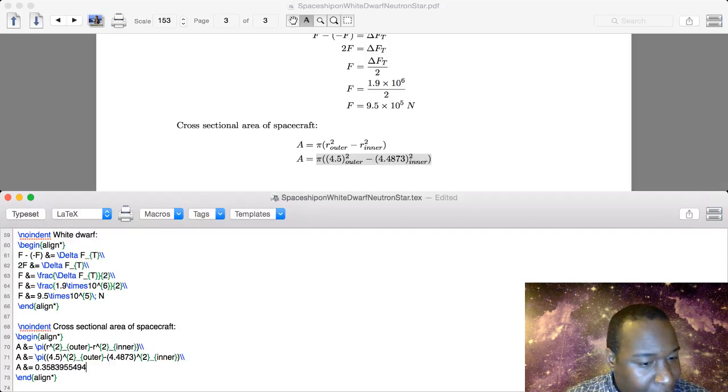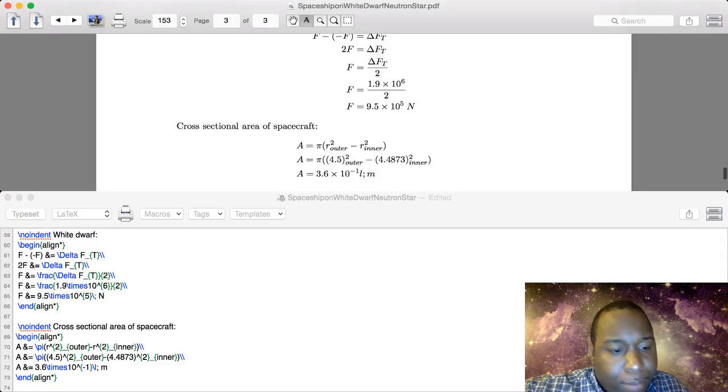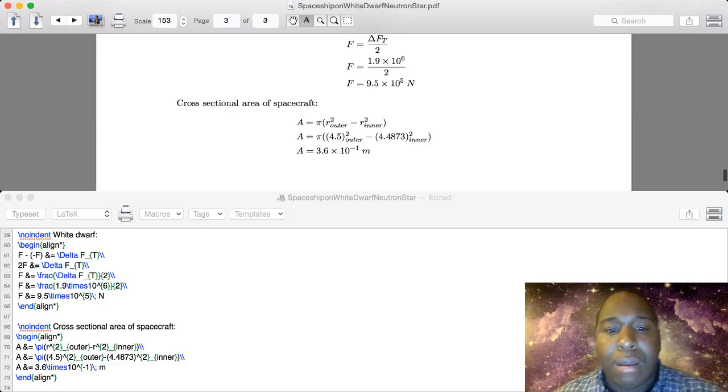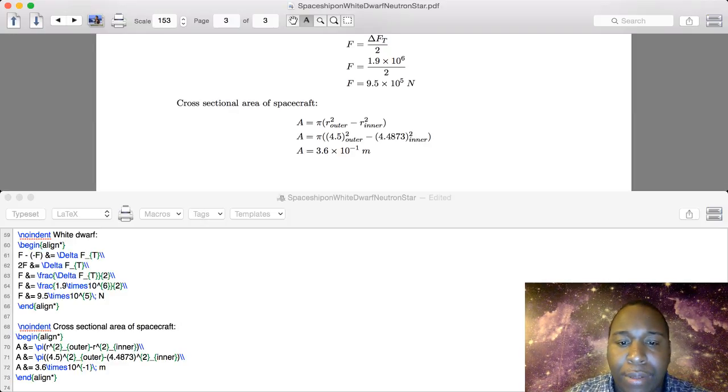But I am definitely going to shorten this. So just 3.6 times 10 to the negative 1, and this is going to be units of meters squared. All right, so this is the cross-sectional area that we're working with. Of course, we're assuming that the thickness of our spaceship is about 1 inch thick.